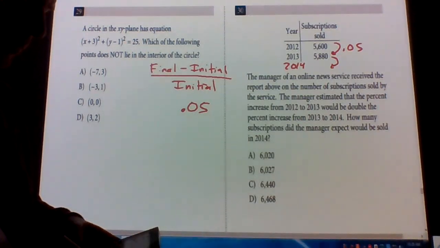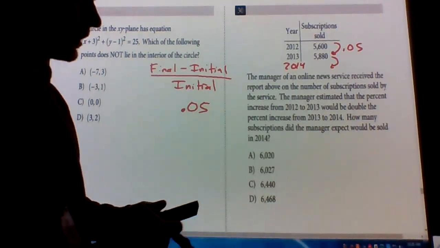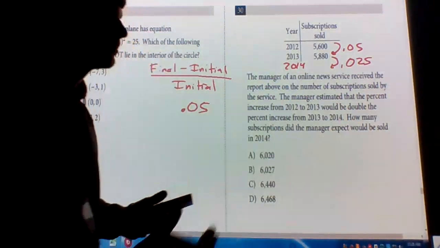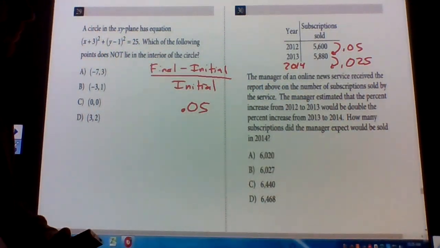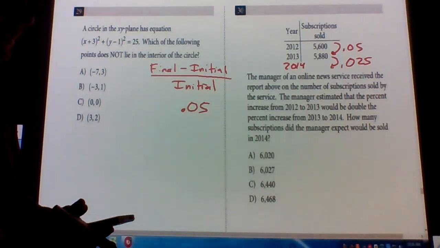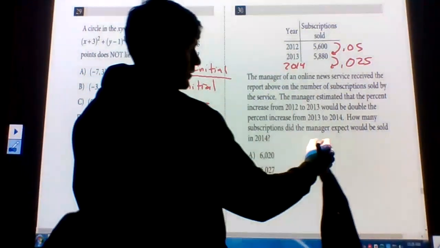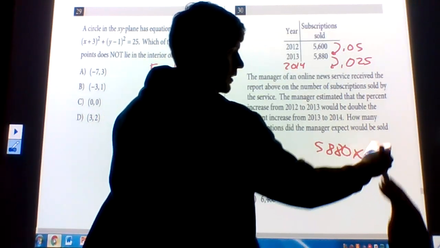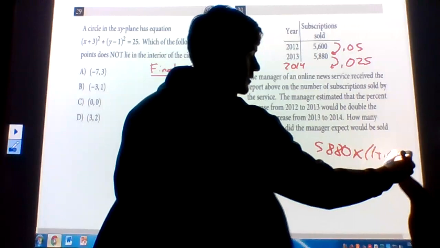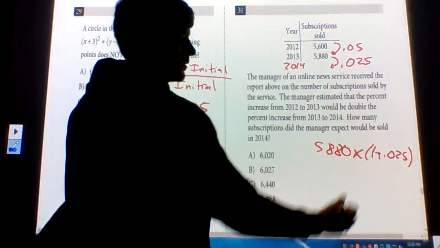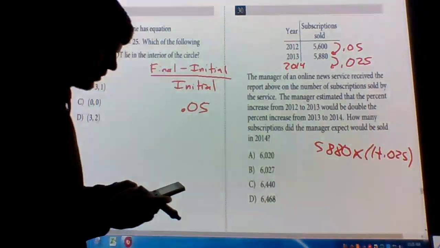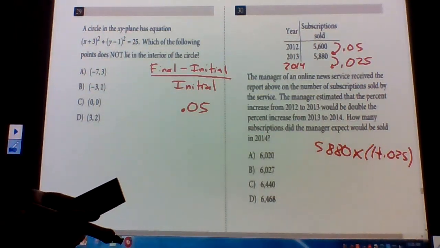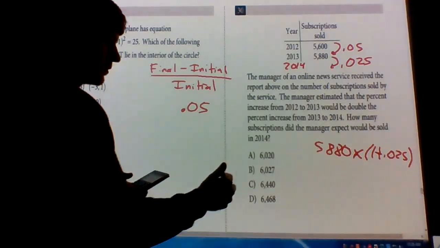So we want to take 0.05 and divide by 2. That gives us 0.025. So that needs to be our percent increase. So we need to take that number and multiply 5880 times, again, 1 plus 0.025. Let's add 1 to that, and then multiply by 5880, and we get 6,027.